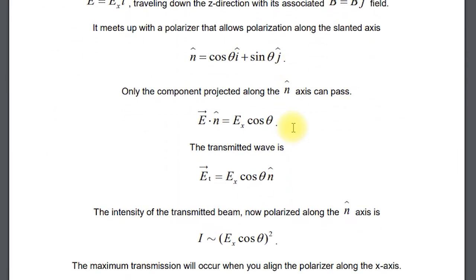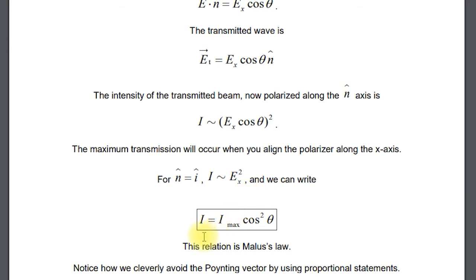Malus's law is a cute law: when you have two polarizers, and the angle between the axes of the two of them is theta, you take the cosine of that and square it. That tells you what gets through. So if polarized light is coming in and the polarizers are lined up, theta is 0 and all of it goes through.